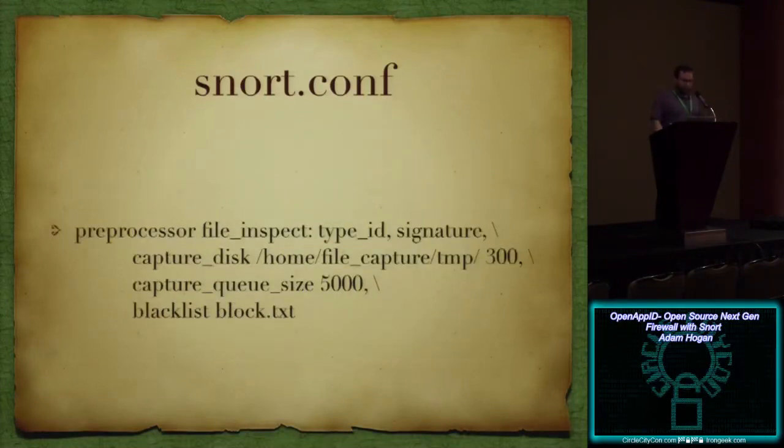And then we can add another preprocessor for file inspect, and we can say, okay, I want to track file type and signature, and then give it the directory where you want to store files. The 300 there is how much space I want to set aside for that. In this case, we say, look, never use more than 300 megs for storing these files. If you reach that, then let's start deleting older ones so we don't have to worry about it. I can set the queue size, how many files we'll be working on at any time, and if I give it the blacklist block.txt or whatever file it is, it will read that file. If there are any SHA-256s in there, it will be able to block those files as we figure out the signature.